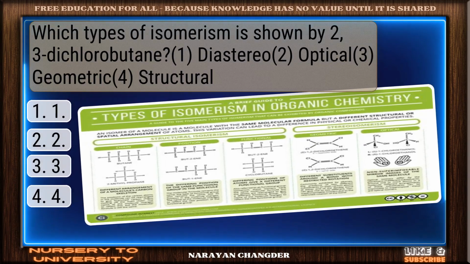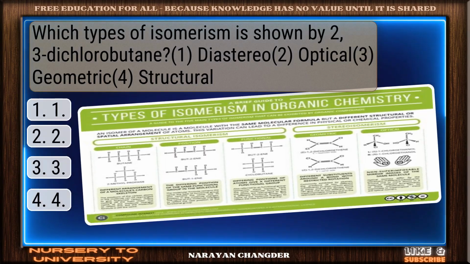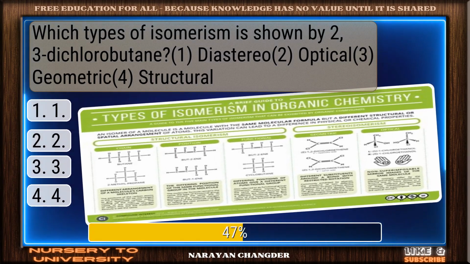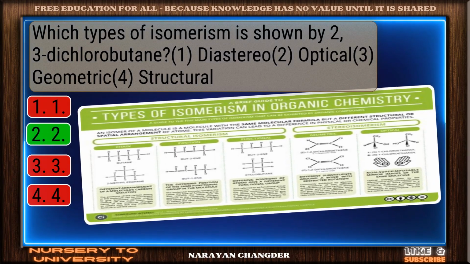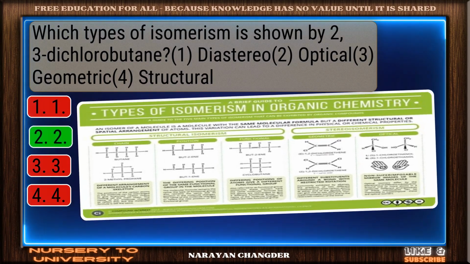Which types of isomerism is shown by 2,3-dichlorobutane? Diastereo, optical, geometric, structural. Clear logic. Your choice, 2, is sound and 100% true.